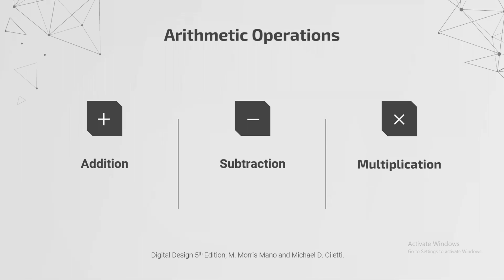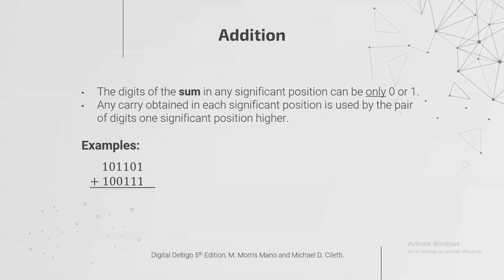Arithmetic operations on binary numbers. We have addition, subtraction, and multiplication. The first one is addition. The sum of two binary numbers is calculated by the same rules as decimal, except that the digit of the sum in any significant position can only be 0 or 1, and the carry obtained in each significant position is used by the pair of digits one significant position higher.